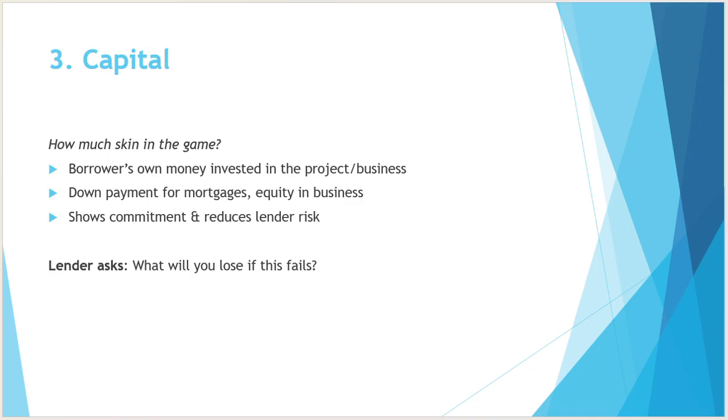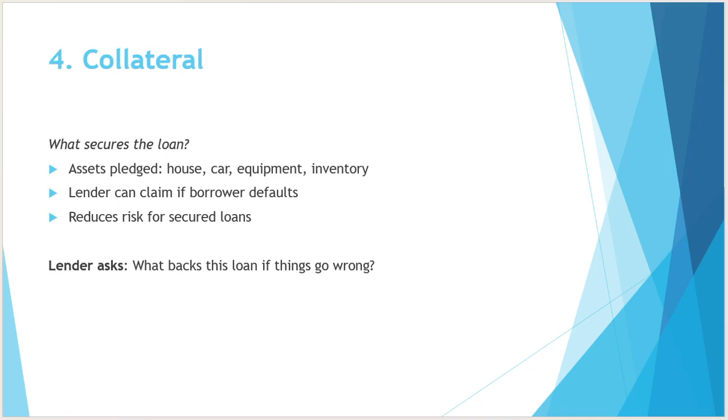So the lender asks what you will lose if this fails. How much, what percentage, will you lose if the borrower fails to repay the loan amount, the principal or the interest? So that comes under the capital. So we have looked at character, capacity, and capital. The next two pending are the collateral and the condition. So let's move on to the collateral side, guys.